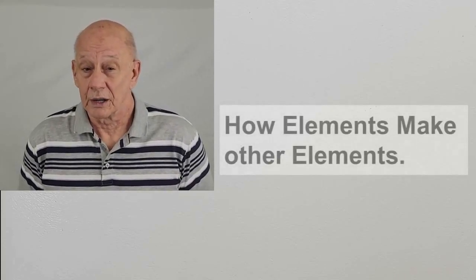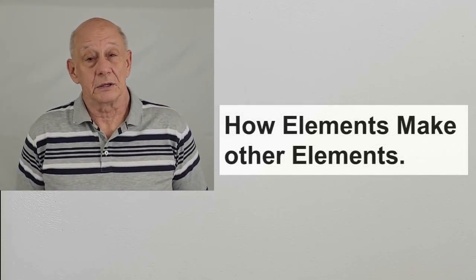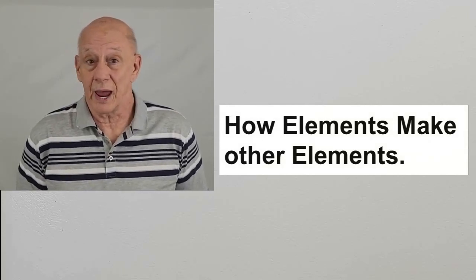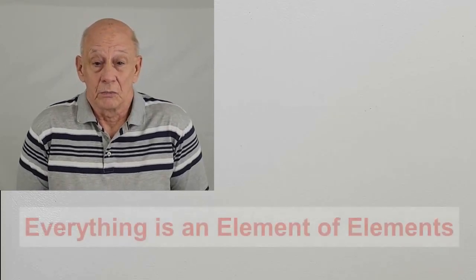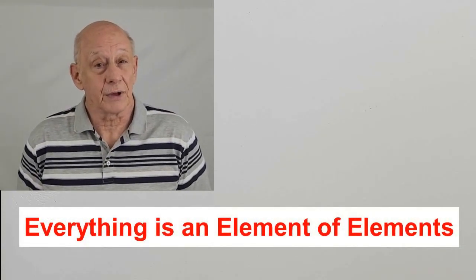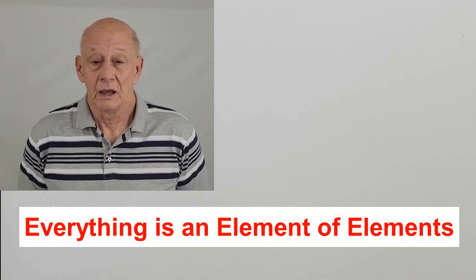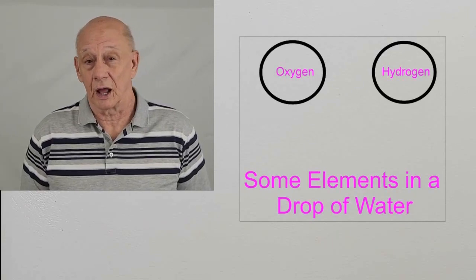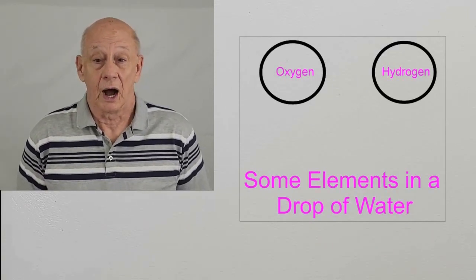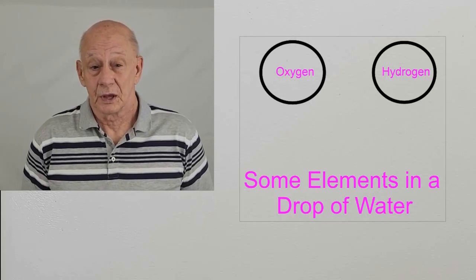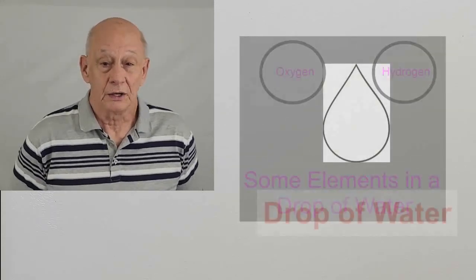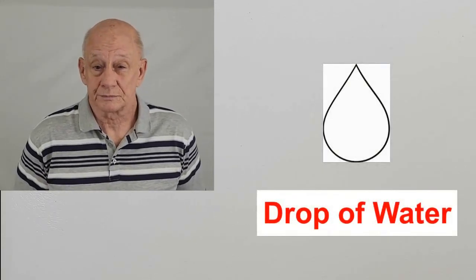So the second part, how elements make elements. Now that we know that everything we see is made of the original elements, what does everything is an element of elements mean? Here's an example. Scientists have found that water is made of two different elements, original elements, hydrogen and oxygen. It takes two hydrogen elements and one oxygen element to make a drop of water.